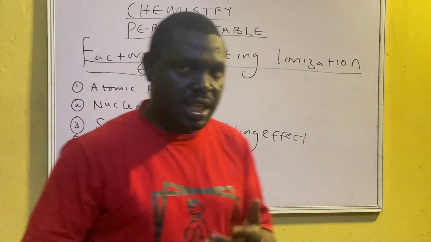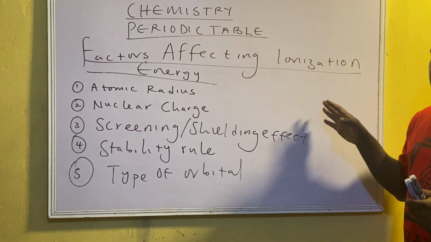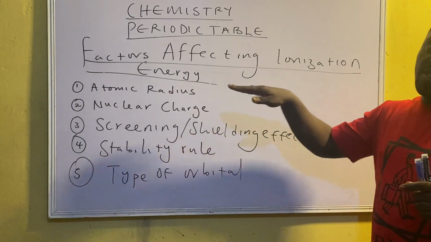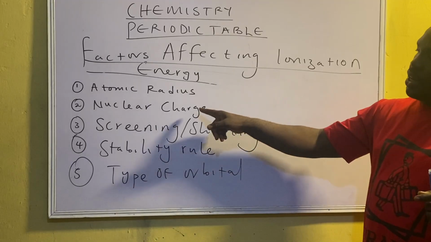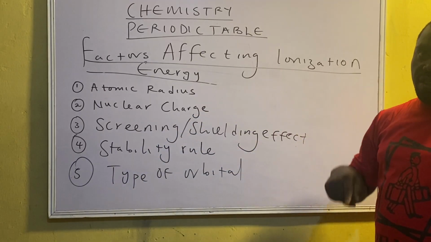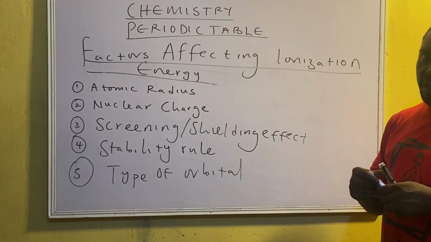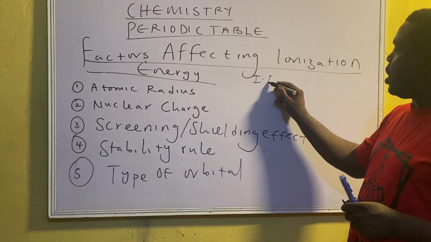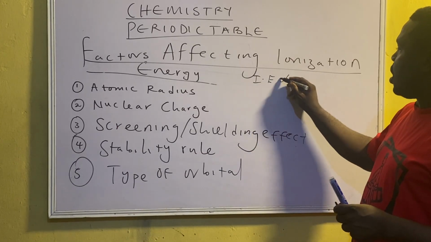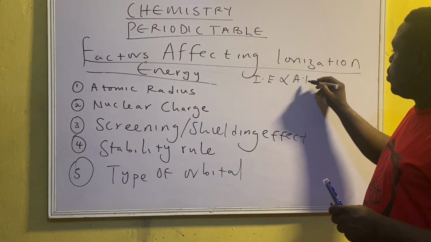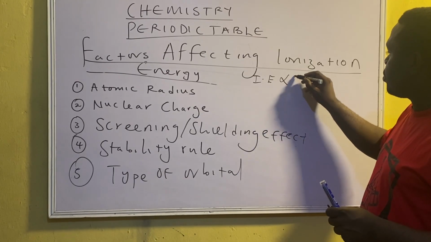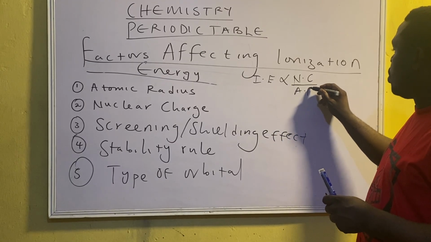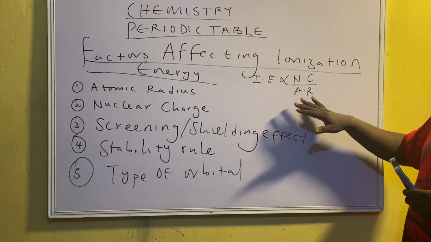ionization energy. And I did explain what ionization energy is in the last video, and I did say that ionization energy increases across the period because of the increase in nuclear charge, but decreases down the group because of increase in atomic radius. Can we express that mathematically? So we can say that ionization energy is directly proportional to nuclear charge, but inversely proportional to atomic radius. Yes, we can conclude this.